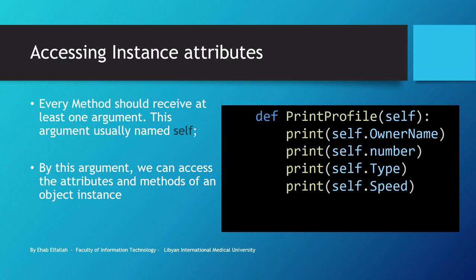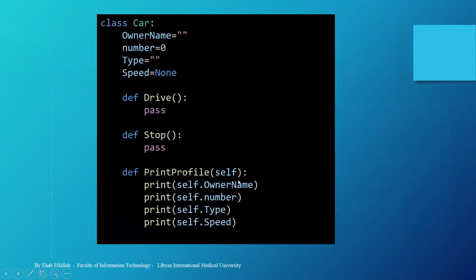So every instance will have its own private attributes. By these arguments, we can access the attributes and methods of the object instance. So at the end, the class looks like this.